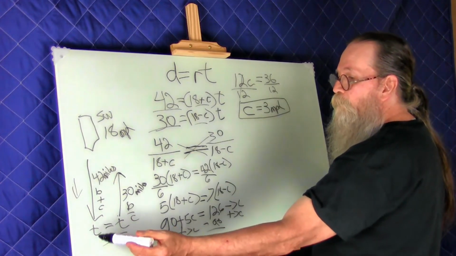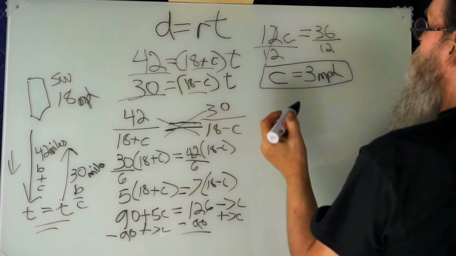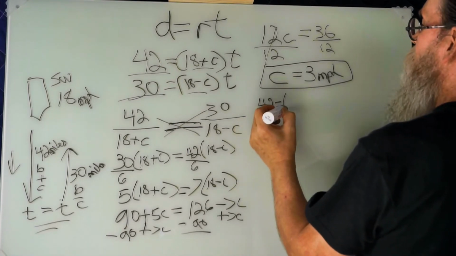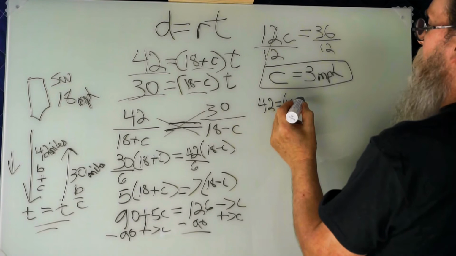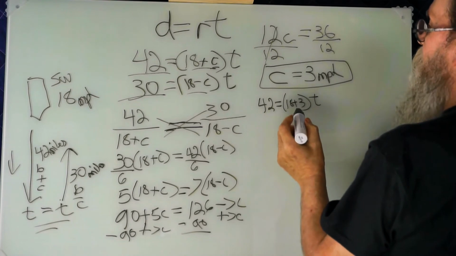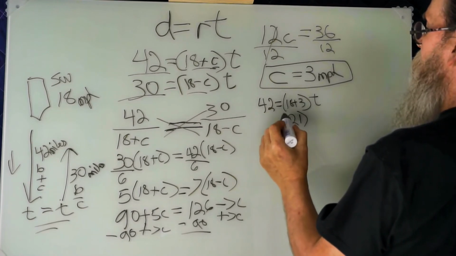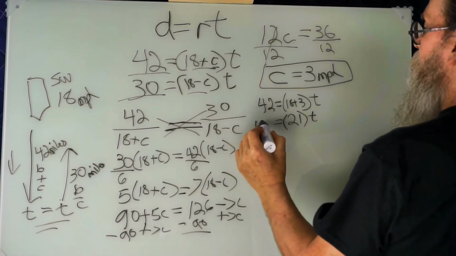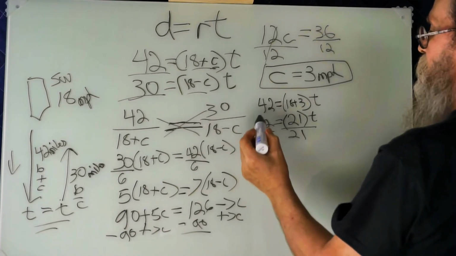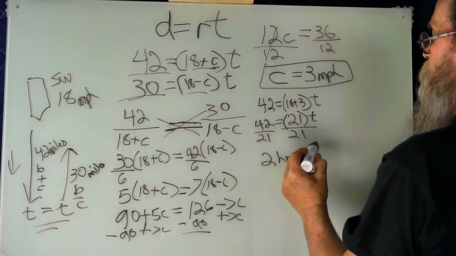Now we need to figure out what T is. We can use any of these equations here, so let's just go ahead and use that first one. 42 equals 18 plus 3, because now we know that C is 3, times T. 18 plus 3 is 21. Divide both sides by 21. And we get 2 hours equals T.